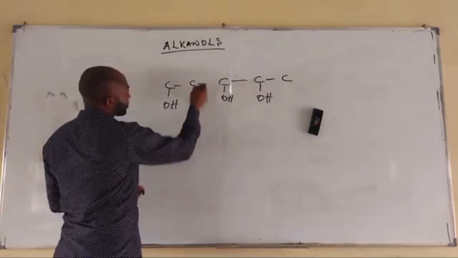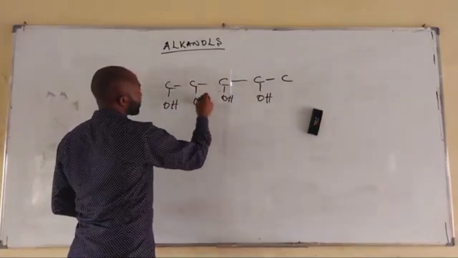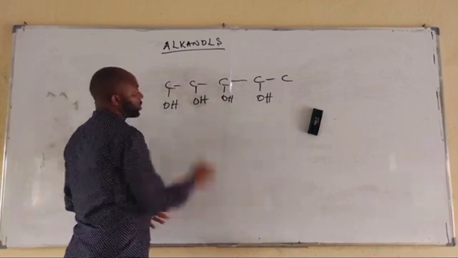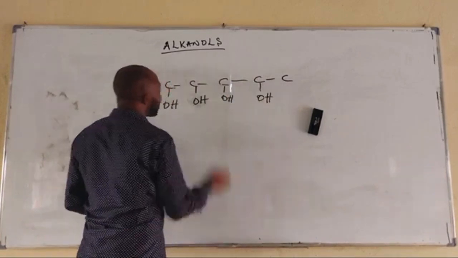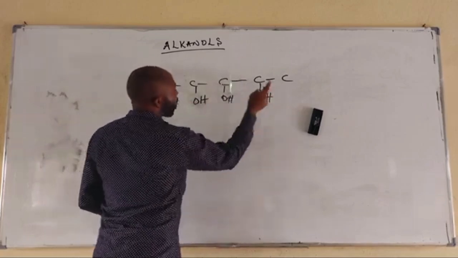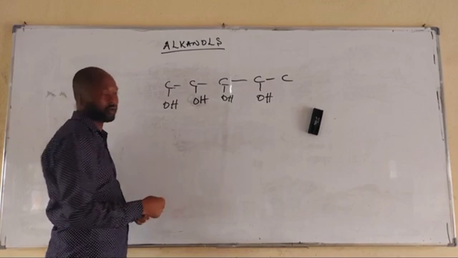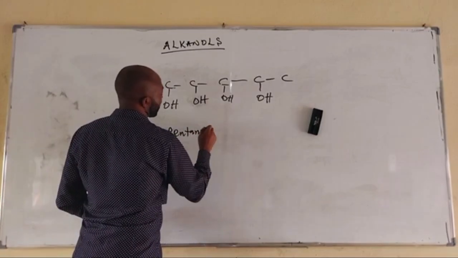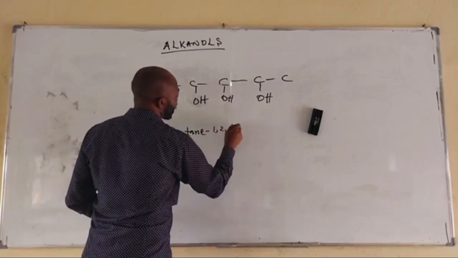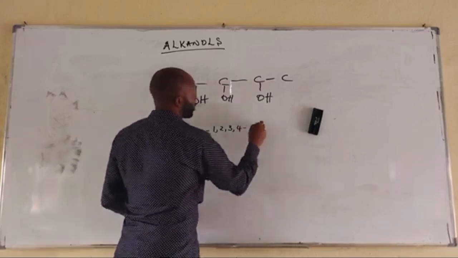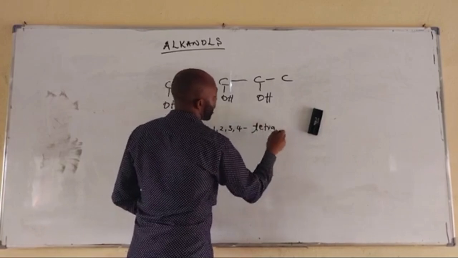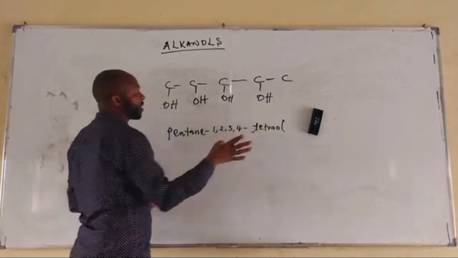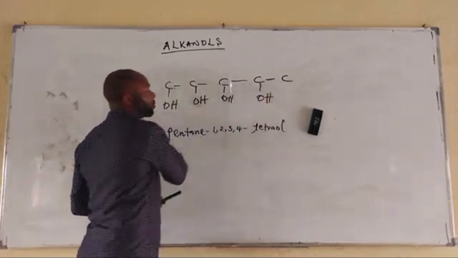take this one, put my OH here. This is polyhydric. 1, 2, 3, 4. So this is 1, 2, 3, 4, 5, pentane 1, 2, 3, 4 tetraol. Tetraol means there are 4. Tetra means 4. There are 4 hydroxy groups.